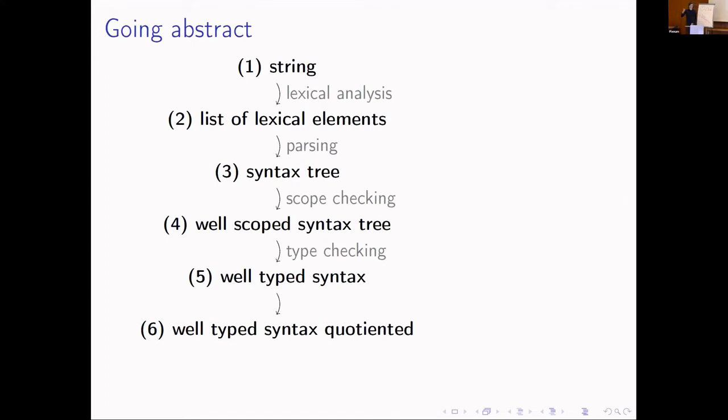Usually these levels of abstraction correspond, in computer science, to phases of a compiler, which compiles a high-level language to a low-level language. So lexical analysis, parsing, scope checking, type checking, these are really phases of the compilation process, and they can be made precise using these notions.